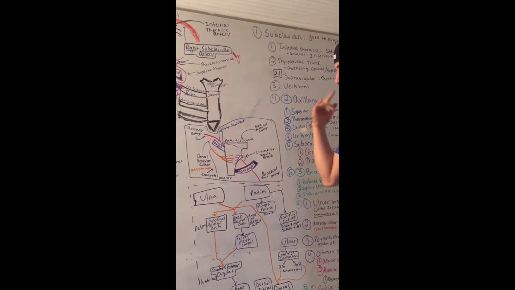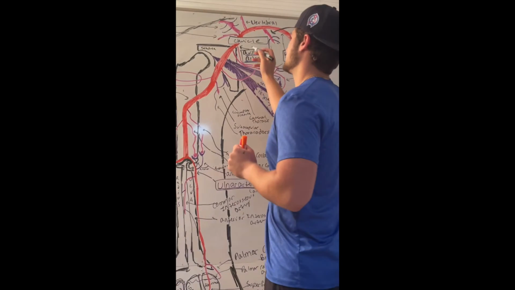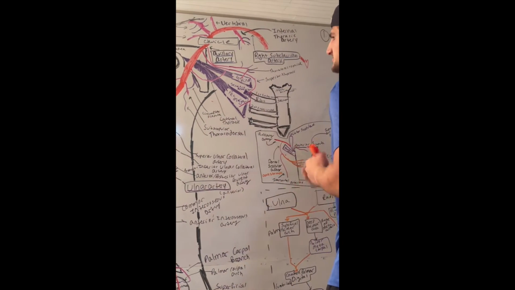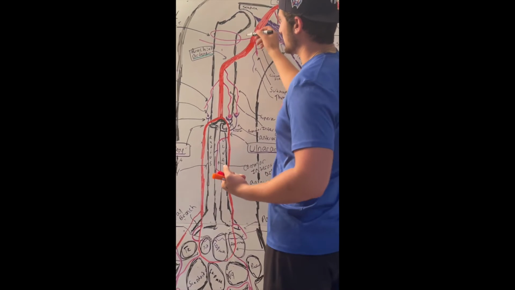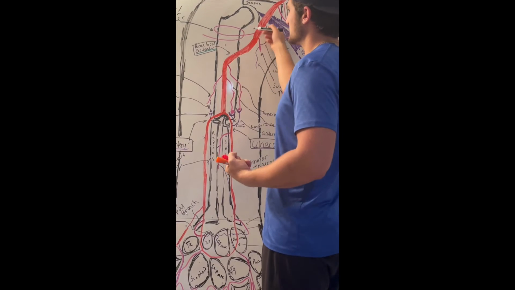Okay, now another artery that's branching off the axillary is the anterior and posterior circumflex humeral artery. So here it is, it branches off. Okay, anterior is the front side, and posterior is the back side.